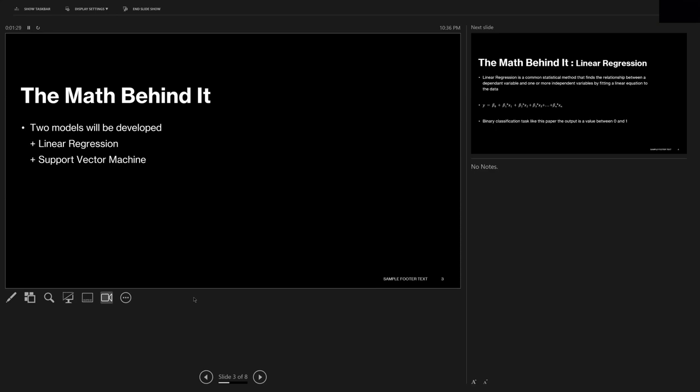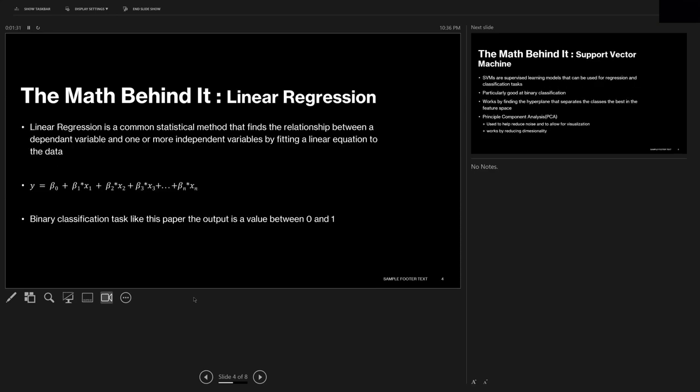So models. Let's get into the models. The math behind it, linear regression. Linear regression is a fundamental statistical method used to model the relationship between one or more independent variables and a dependent variable. The aim is to find the best fitting straight line that represents this relationship. It's like drawing a straight line through a scatter plot of data points to summarize their overall trend.